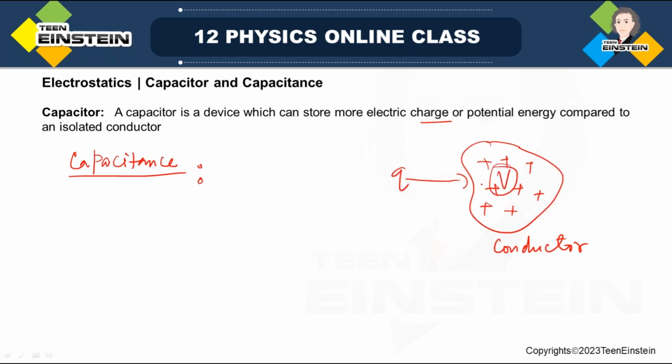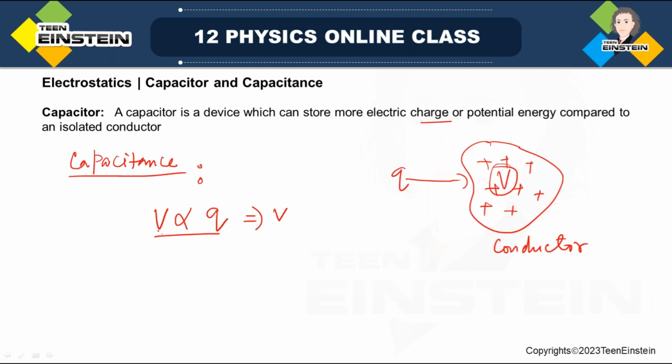Now, due to this charge, there will be a potential developed in this conductor, and say the potential developed is V. Obviously this V will be directly proportional to Q. If you add more charge, then the potential will be stronger. If you give less charge, then the strength of the potential will be less. That means the potential is directly proportional to the charge added to it.